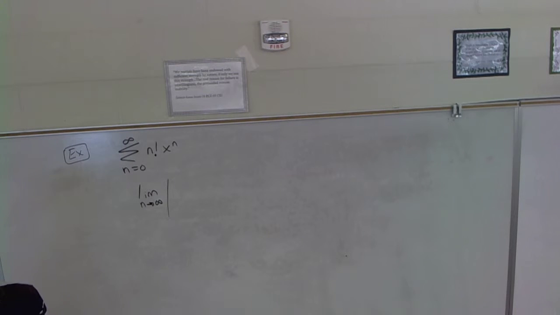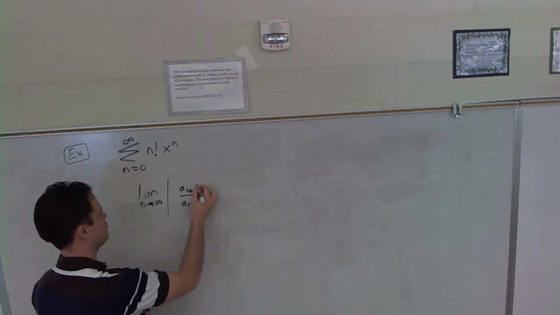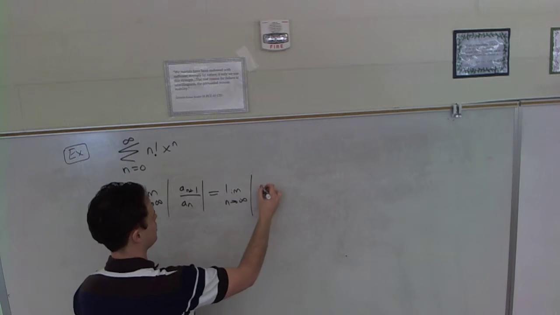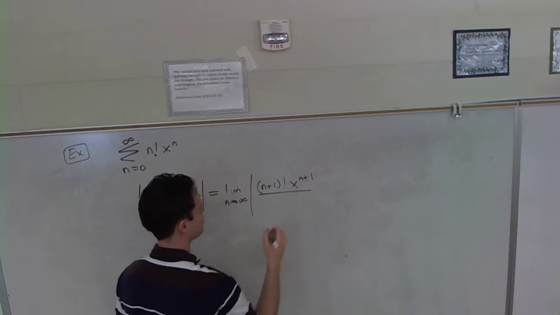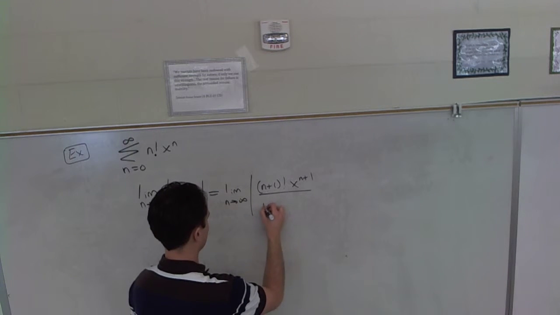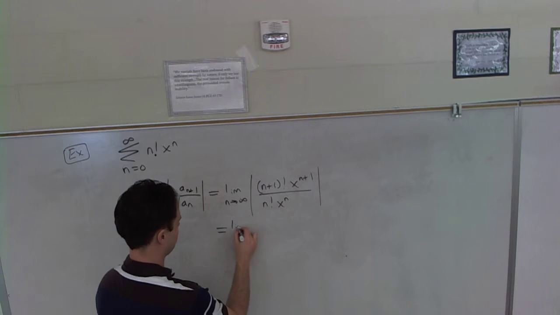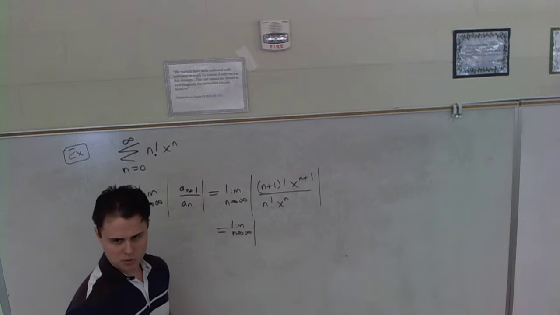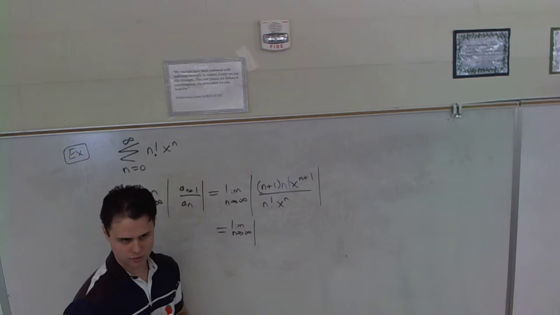If we take the limit of, what are we supposed to do for the ratio test again? Refresh my memory. A sub n plus 1 over a sub n. So we're looking at that limit. We're going (n plus 1) factorial x to the n plus 1. That n part changes on the exponent, right? And then divide by n factorial x to the n. So what happens here? We do some factorial canceling.